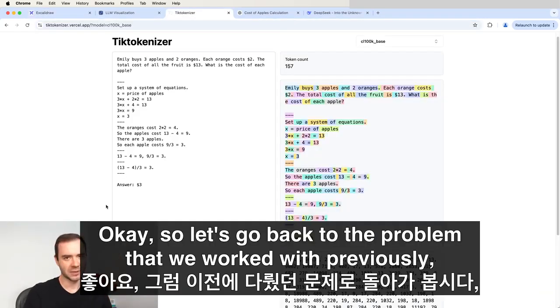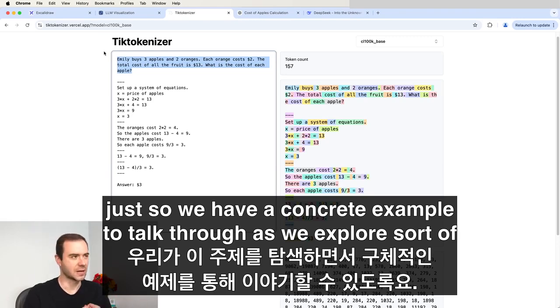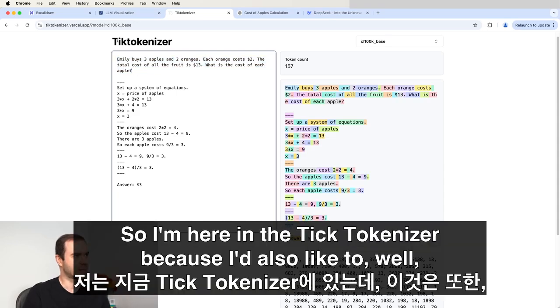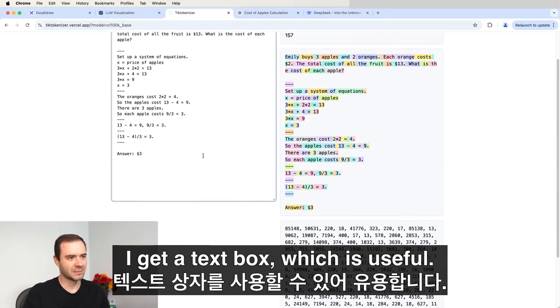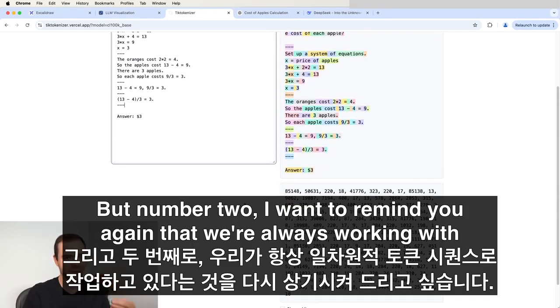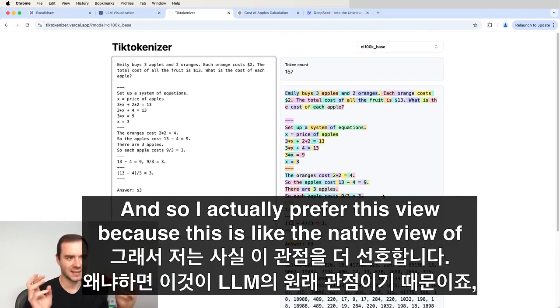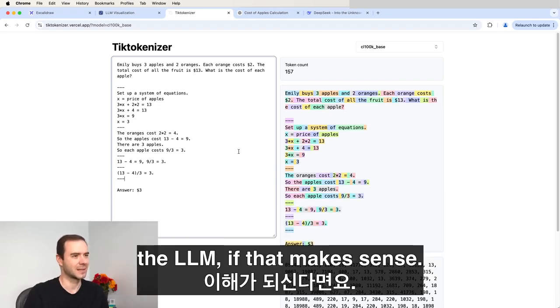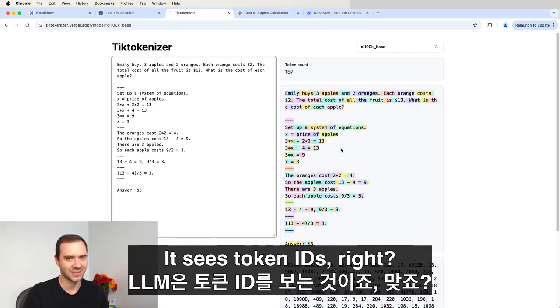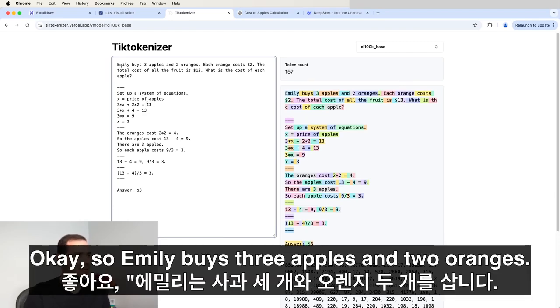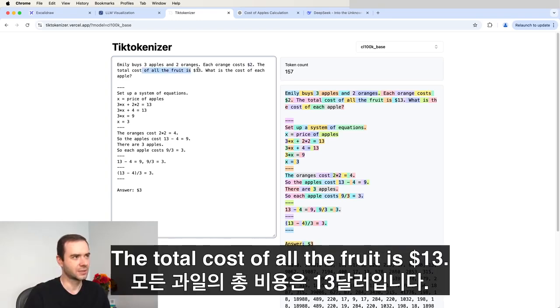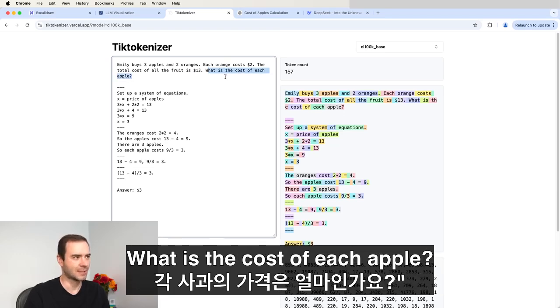Okay, so let's go back to the problem that we worked with previously, just so we have a concrete example to talk through as we explore the topic here. I'm here in the Tiktokenizer because I get a text box, which is useful. But number two, I want to remind you again that we're always working with one-dimensional token sequences. I actually prefer this view because this is the native view of the LLM. This is what it actually sees. It sees token IDs, right? Okay. So Emily buys 3 apples and 2 oranges. Each orange is $2. The total cost of all the fruit is $13. What is the cost of each apple?